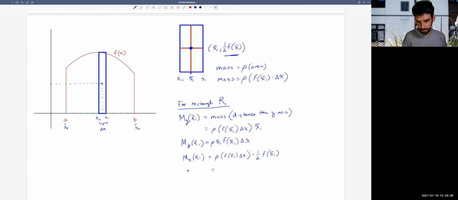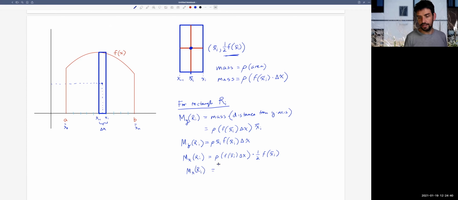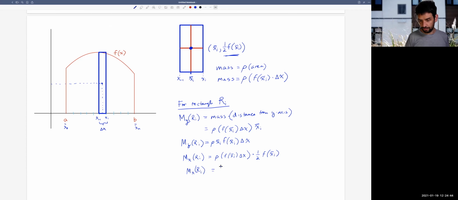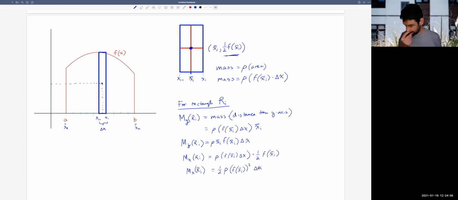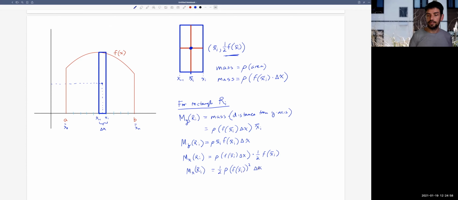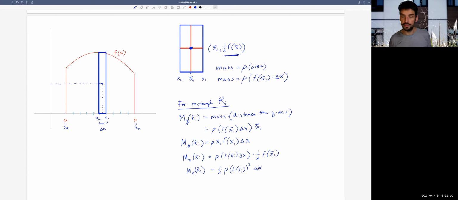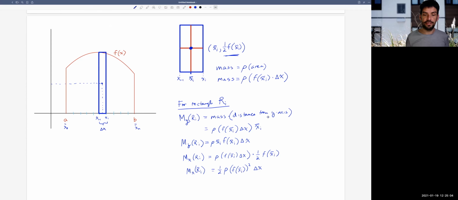Let's again put it into a more pleasing arrangement. The moment with respect to the x-axis of this thing is going to be 1/2 rho times f of x bar sub i squared delta x. There is our moment with respect to the x-axis.